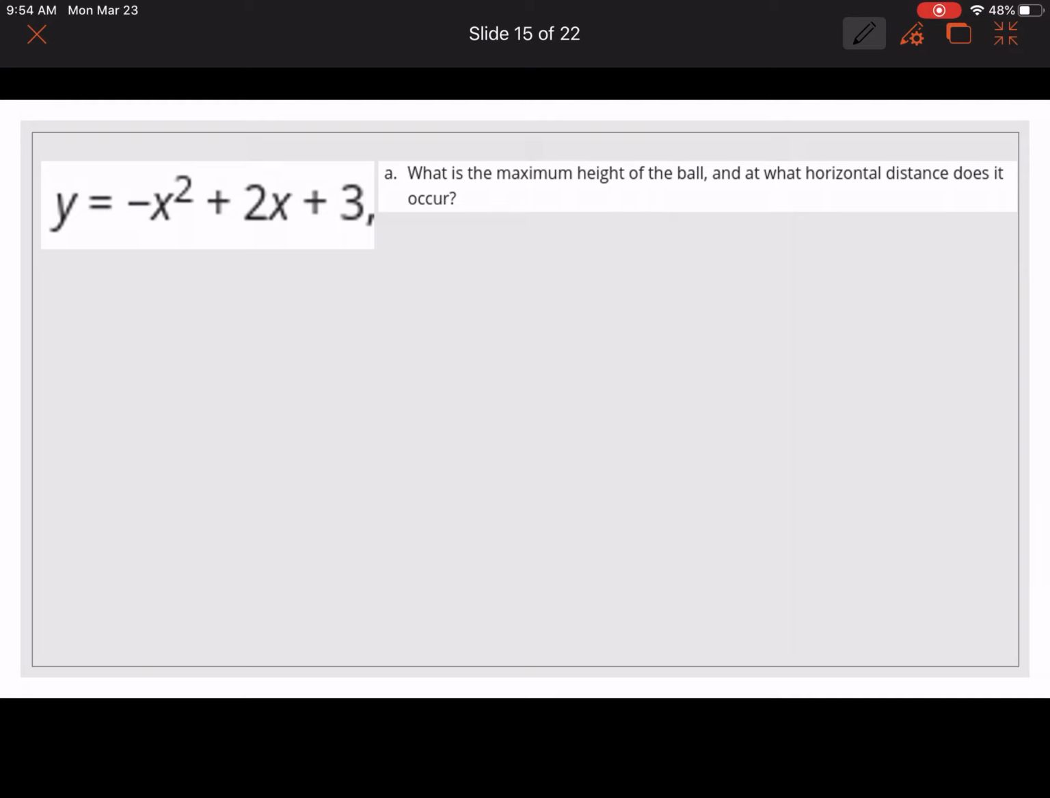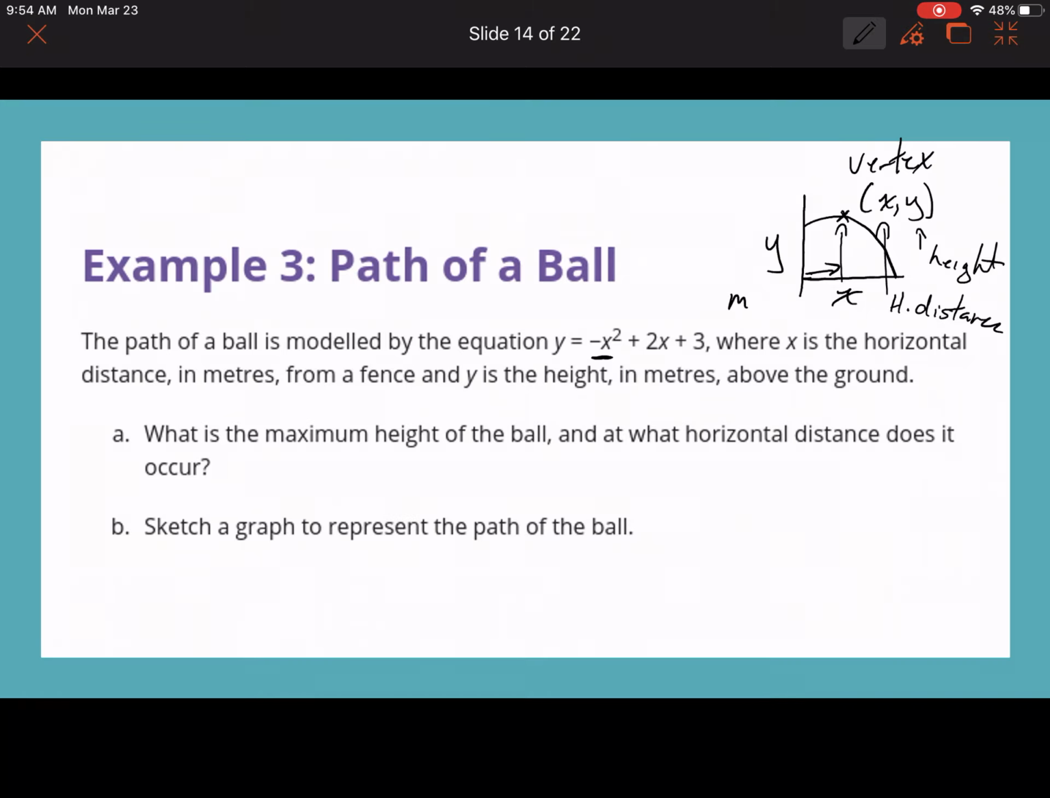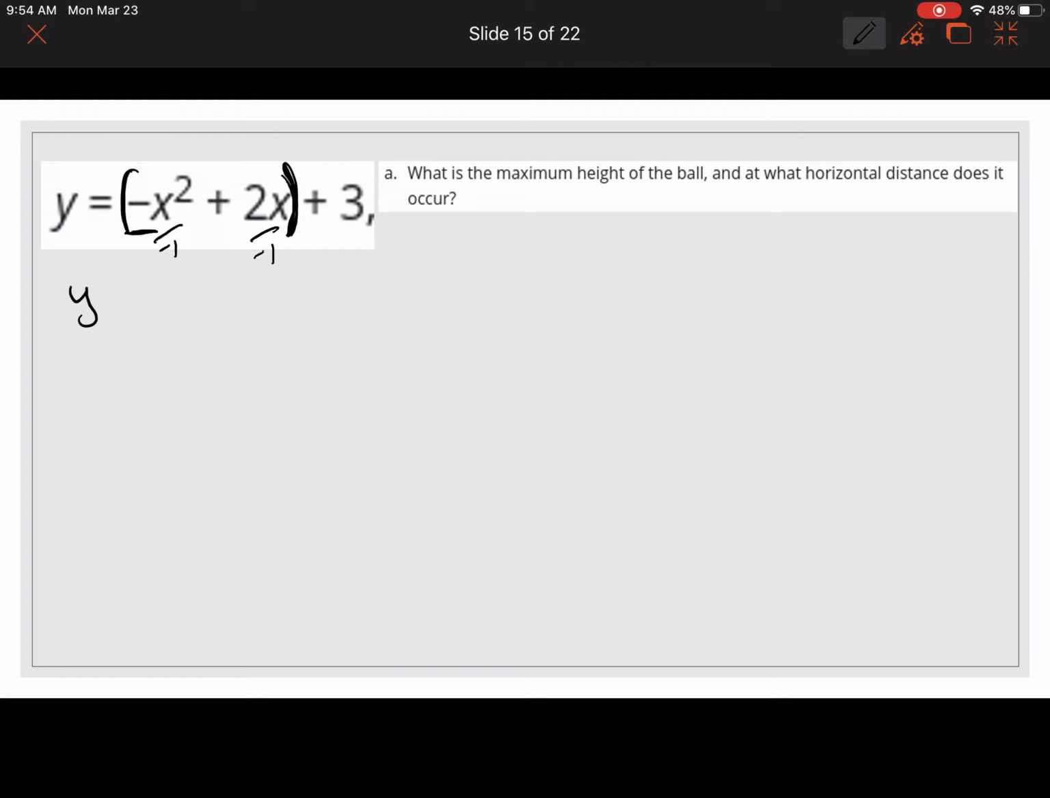What is the maximum height of the ball and at what horizontal distance? So first we need to complete the square. Again, we have an a term that's not 1. It's negative 1. So we've got to follow the steps we did a second ago. We want to first always bracket our first 2. Then we want to pull out this negative 1, or divide it out. So everything's going to be divided by negative 1, which really just changes our signs.